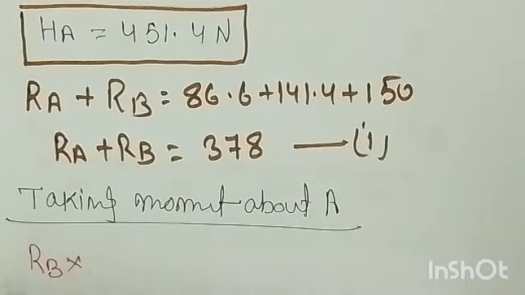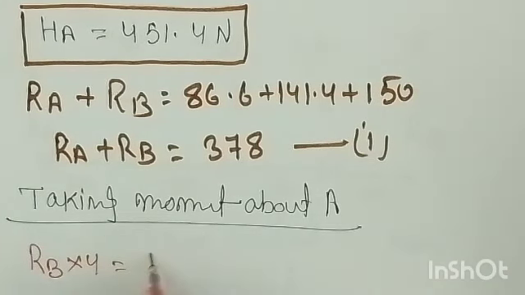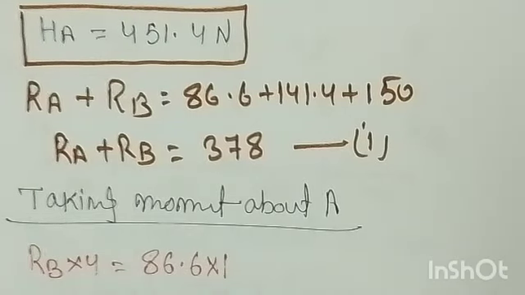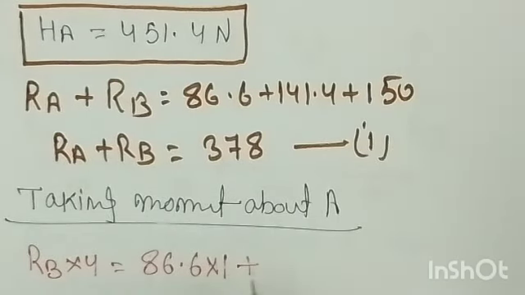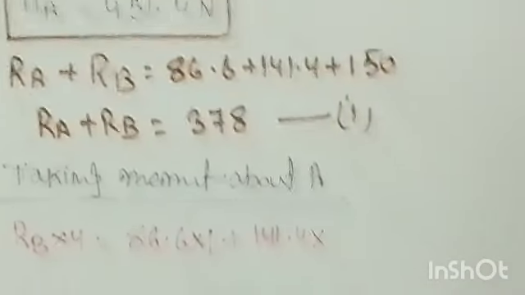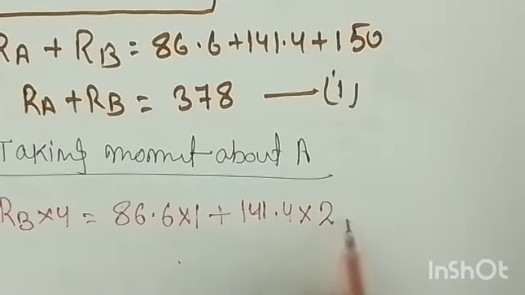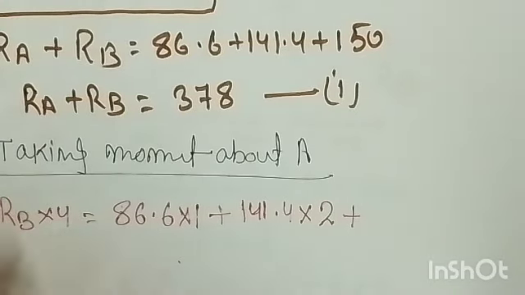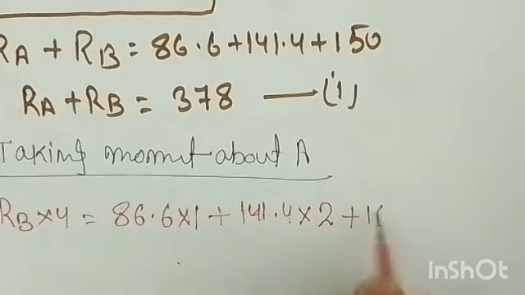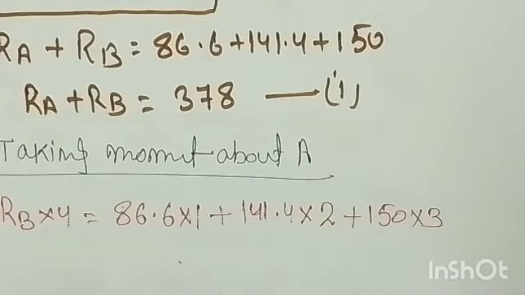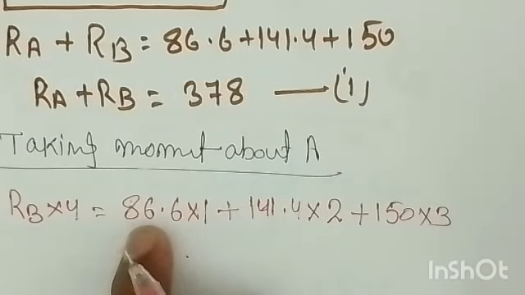So when you take the moment about A, you get RB into the total distance, which is 4, equal to the vertical component into distance at C. The vertical component at C is nothing but 86.6 and the distance is 1, plus the vertical component at D, that is 141.4, into the distance from A, which is 2 meter. Again one more force is there, the vertical component at E is 150 into 3. Force into perpendicular distance.